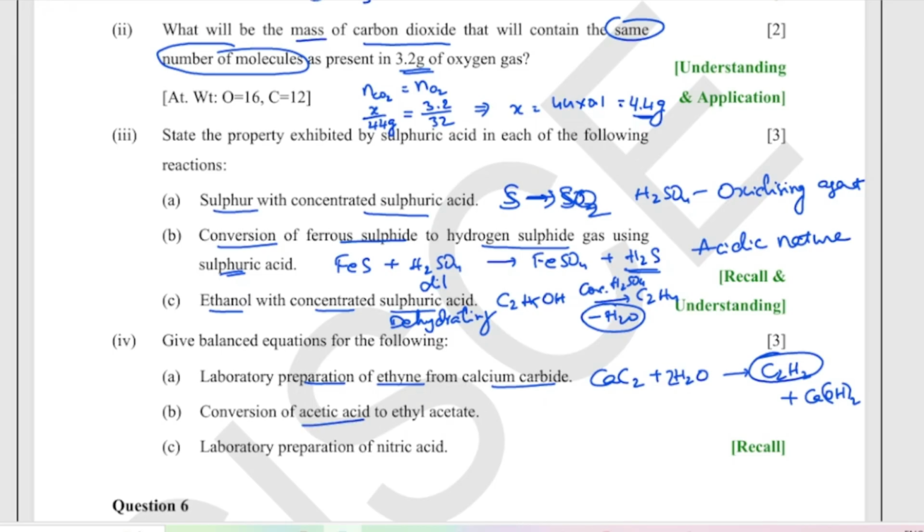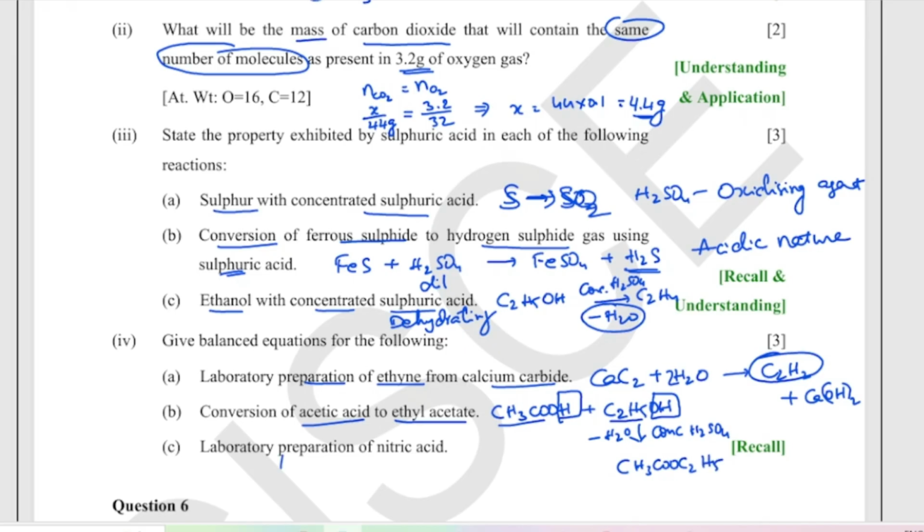Then conversion of acetic acid to ethyl acetate. It is nothing but an esterification reaction. So acetic acid CH3COOH reacts with ethyl alcohol C2H5OH in the presence of concentrated sulfuric acid. Here sulfuric acid acts as a dehydrating agent. So it removes this H from acetic acid and OH from ethyl alcohol as a water molecule, and CH3COO and C2H5 will form a compound called ethyl acetate.